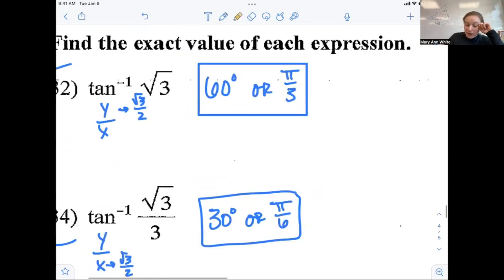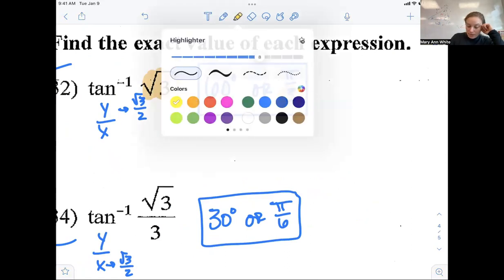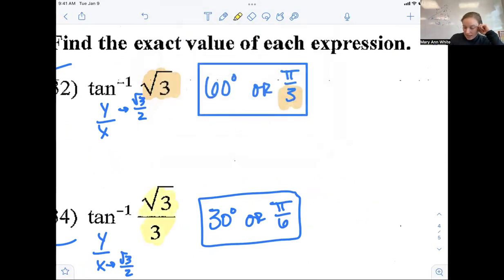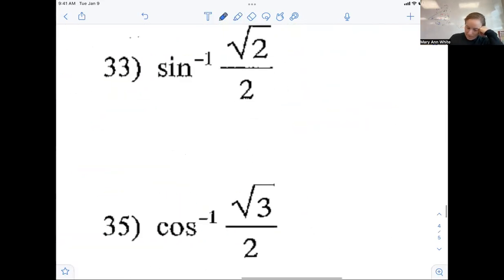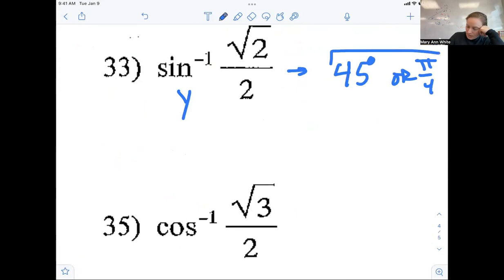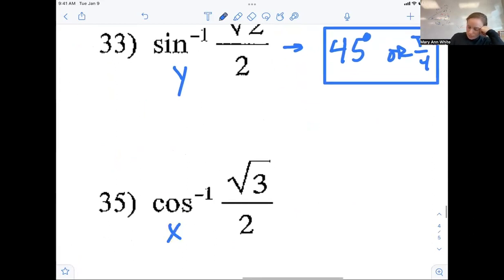And truly, this is how I remember it. Root 3 and pi over 3 go together. And then 3 plus 3 is 6 and pi over 6. I don't know if that's helpful, but that's helped me in the past. Okay. Y is root 2 over 2. That's 45 degrees or pi over 4. And cosine, or x, is root 3 over 2. That is a 30-degree or pi over 6 angle.